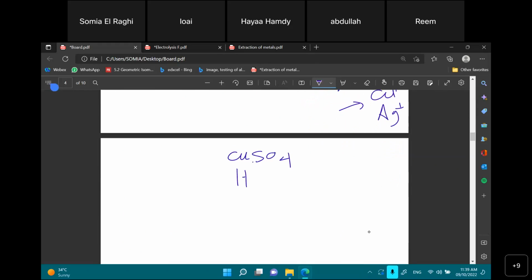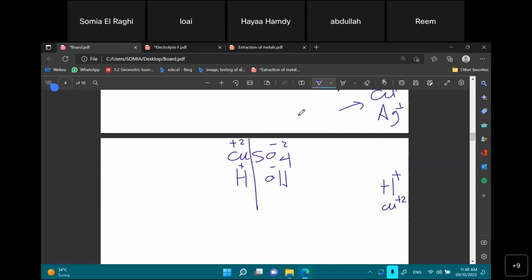I have water available here, so always I have 4 ions. That is copper sulfate solution, which they like to ask about a lot. Hydrogen is over here. What do we have under hydrogen? The copper ion. So the competition now is between the copper ion and the hydrogen ion.